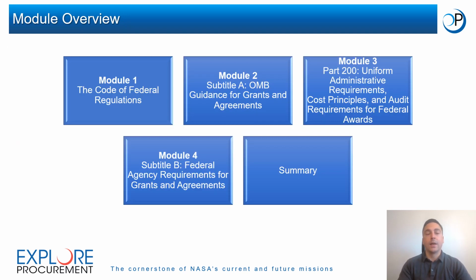The training is divided into 4 modules and a summary section. The modules are 1. The Code of Federal Regulations, or CFR. 2. Subtitle A of the CFR, which is titled OMB Guidance for Grants and Agreements. 3. Part 200 of Subtitle A, Uniform Administrative Requirements, Cost Principles, and Audit Requirements. And 4. Subtitle B, Federal Agency Requirements for Grants and Cooperative Agreements. This training then concludes with a summary of lessons learned.